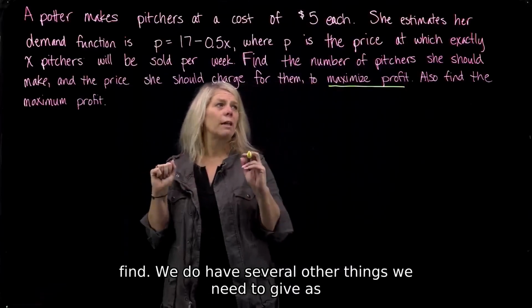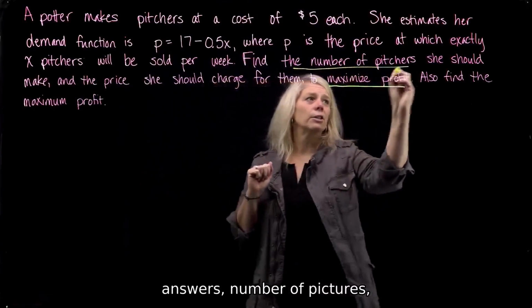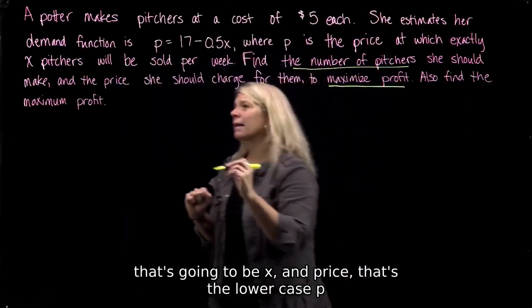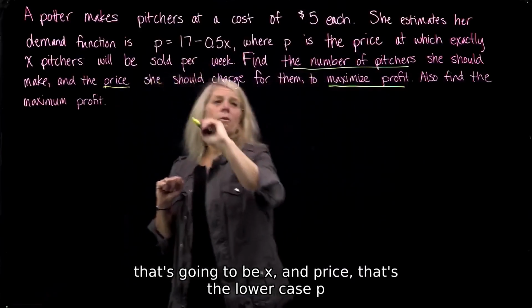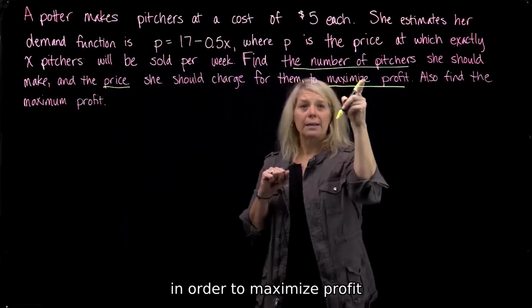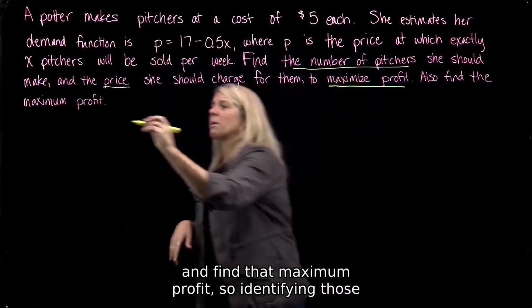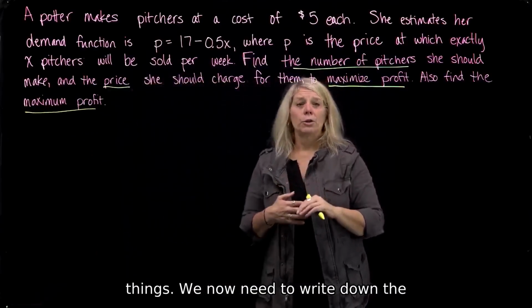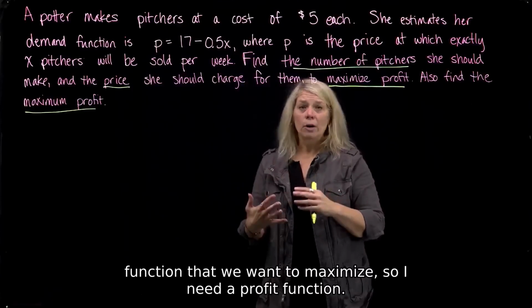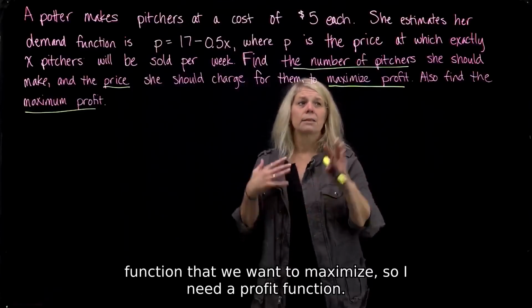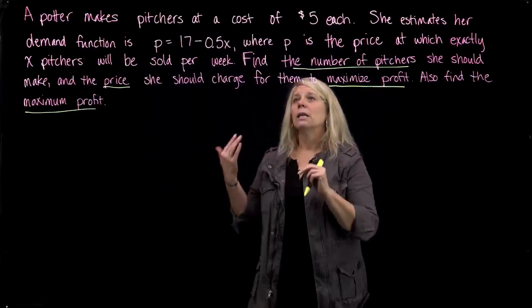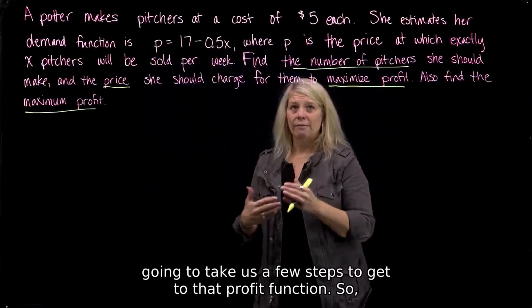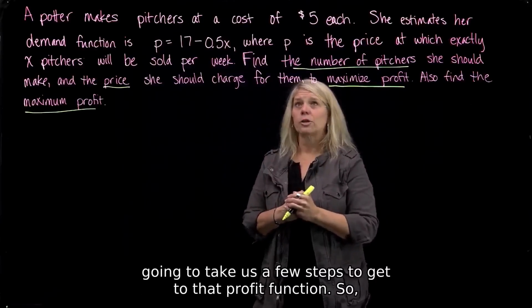We do have several other things we need to give as answers. Number of pitchers, that's going to be X. And price, that's the lowercase p, in order to maximize profit and find that maximum profit. So I'm identifying those things. We now need to write down the function that we want to maximize. So I need a profit function. So in this problem, it's going to take us a few steps to get to that profit function.